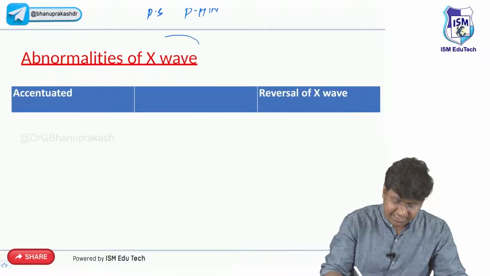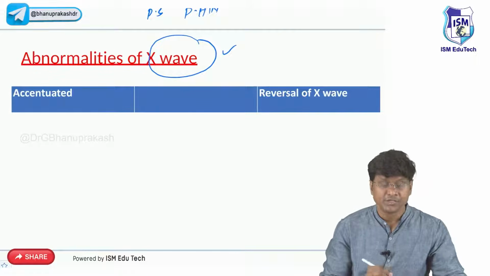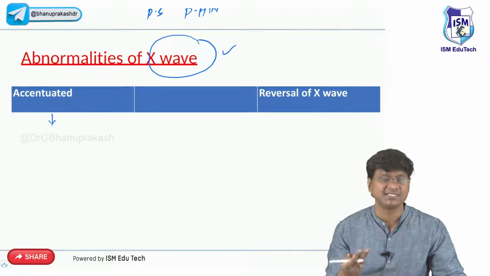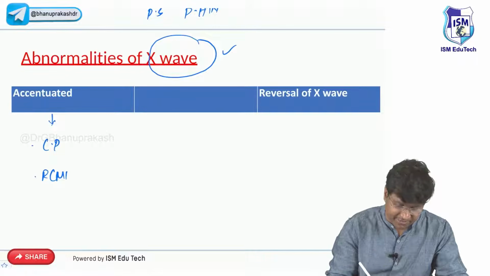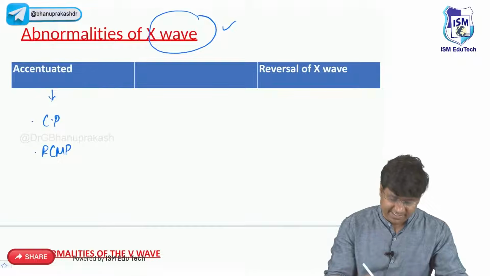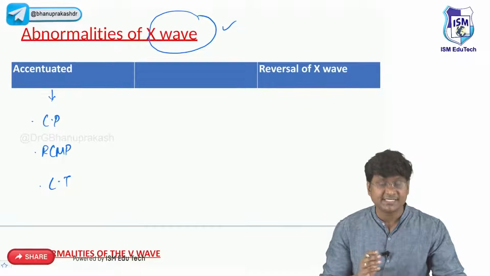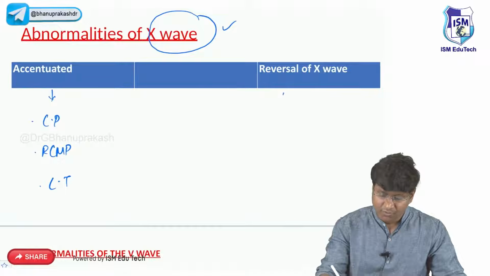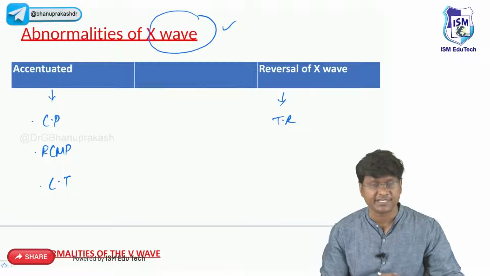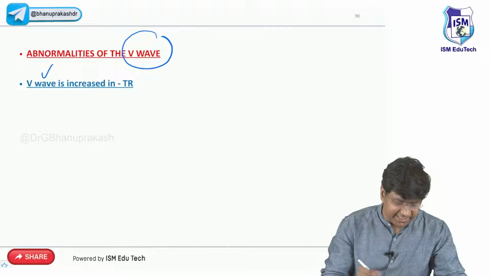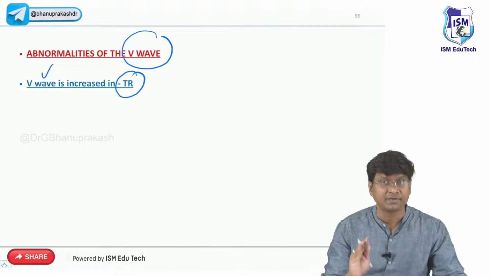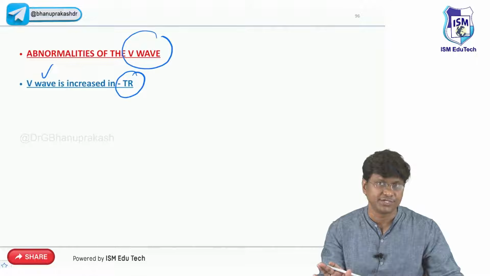Then you need to know the abnormalities of the X wave. So what are the conditions where you have accentuated X wave? You get this in case of constrictive pericarditis, right? You get this in case of the restrictive cardiomyopathy, right? And you get this in patients with a cardiac tamponade. What are the conditions where you have reversal of the X wave? That you will have in patients with the tricuspid regurgitation, right? Then abnormalities of the V wave: what are the conditions where V wave is increased? That you will come across in patients with the tricuspid regurgitation.